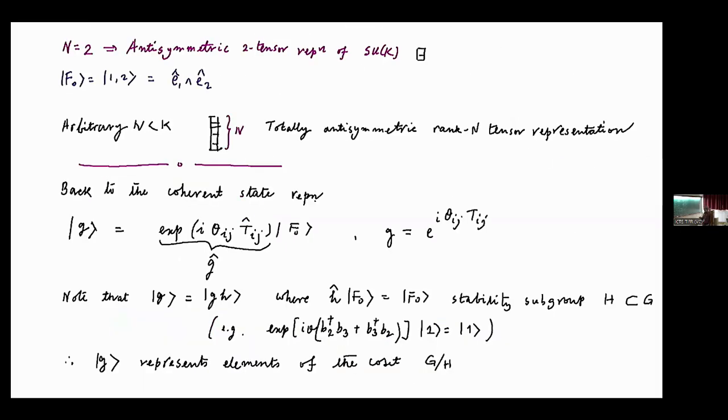That's the K-dimensional representation, and for n equal to 2, this is just the antisymmetric 2-tensor representation of SU(K). That corresponds to this Young tableau, and for arbitrary capital N, it corresponds to the totally antisymmetric rank-n tensor representation corresponding to this Young tableau. So that's the group theory.